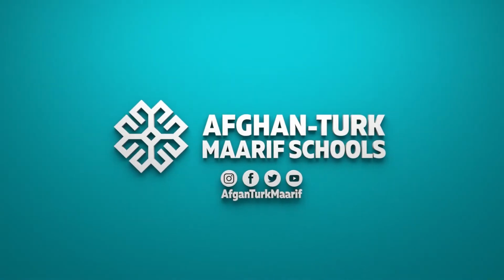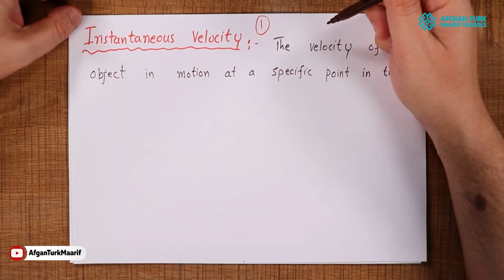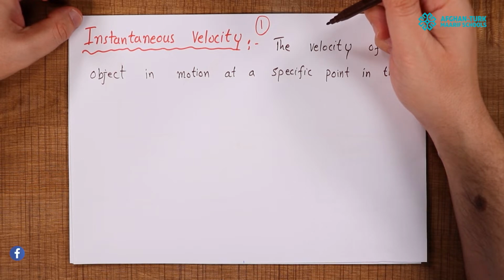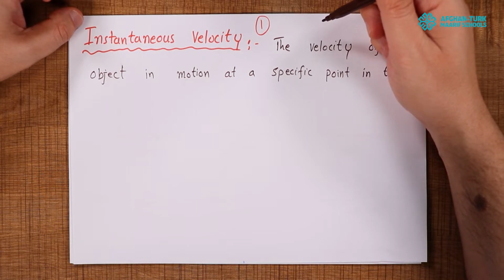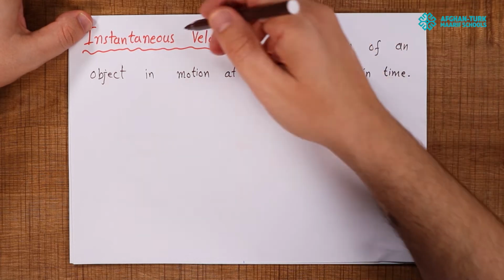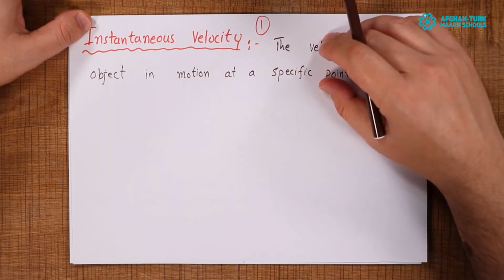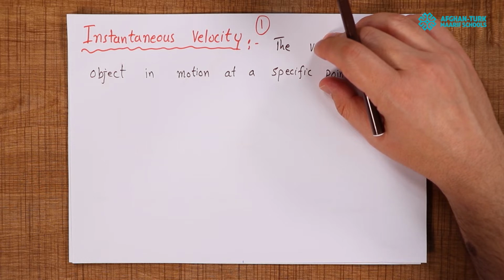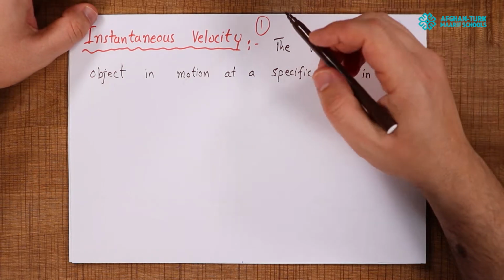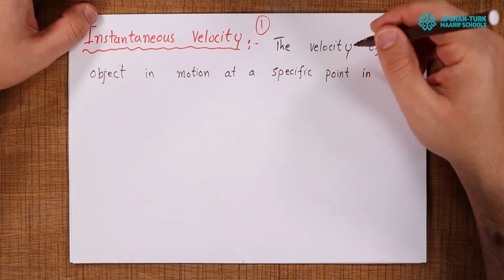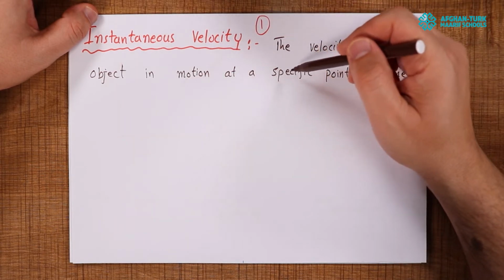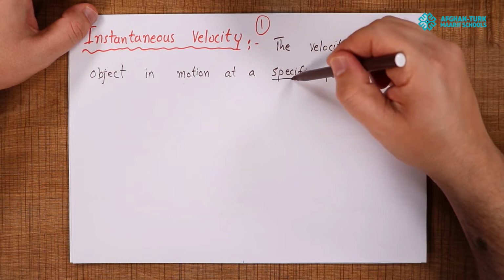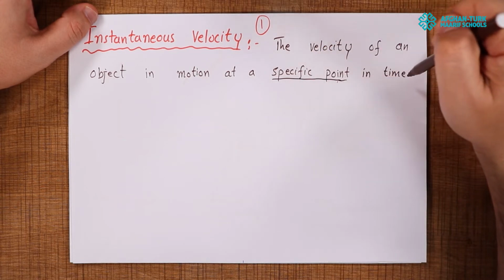Okay, in this video, we are going to study instantaneous velocity. Like in the previous video, in lecture, we already discussed the example of velocity, average speed, and so on. So now, today we know about the instantaneous velocity. What is instantaneous velocity? First let's see the definition. The velocity of an object in motion at a specific point. This point is necessary in time.